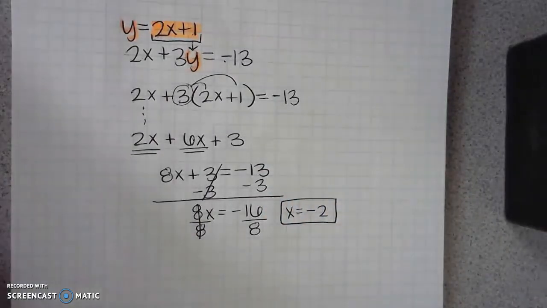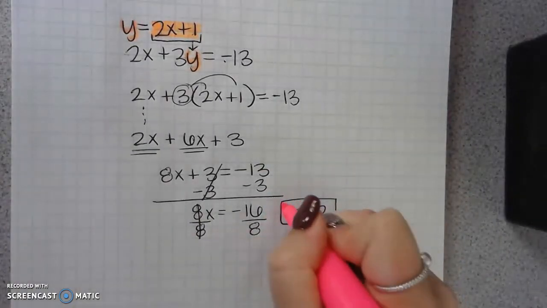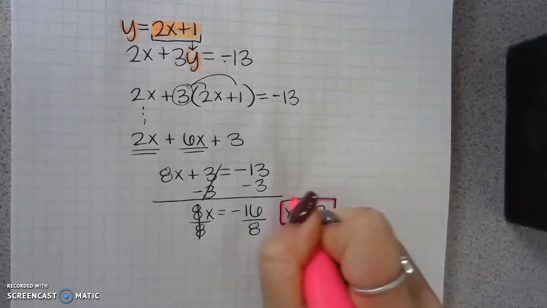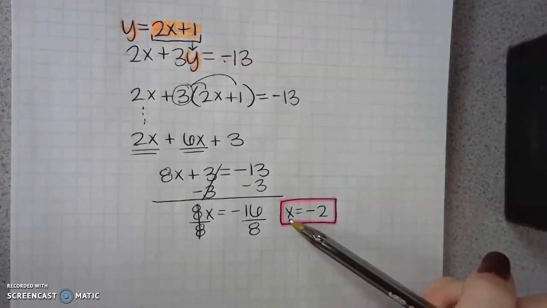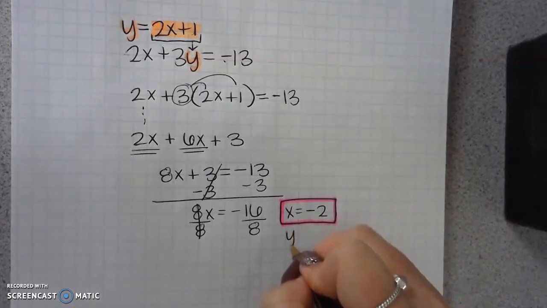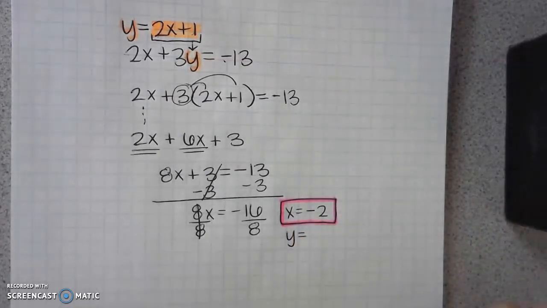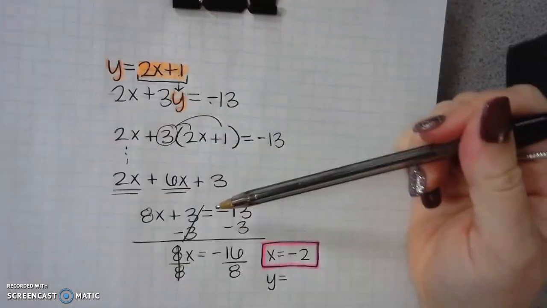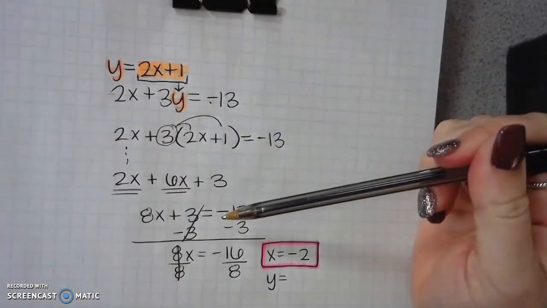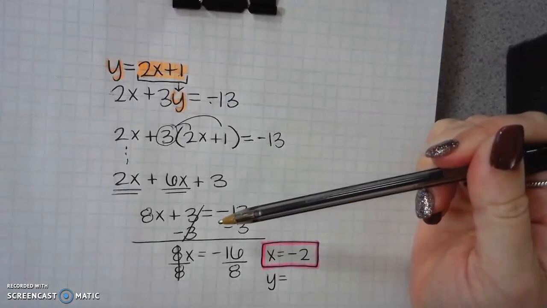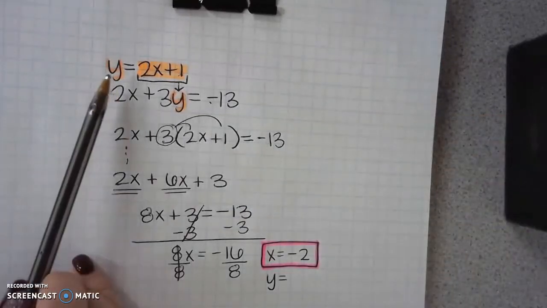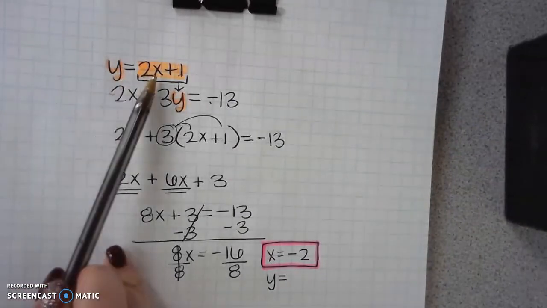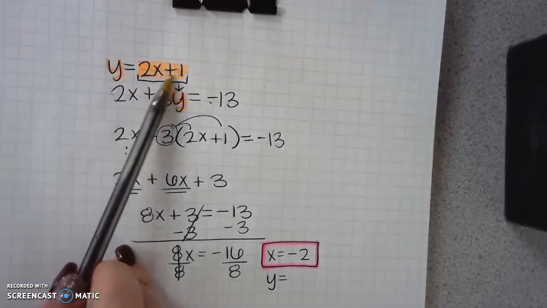Okay, so that is the first part of our answer, because remember, we're not done with the solution for a system until we've gotten an x and a y. So now, okay, so we have x, we need a y. But how do we find a y? So we're going to look through here and ask ourselves, what do I have that tells me what y equals? Okay, right there. y equals 2 times whatever your x is plus 1.